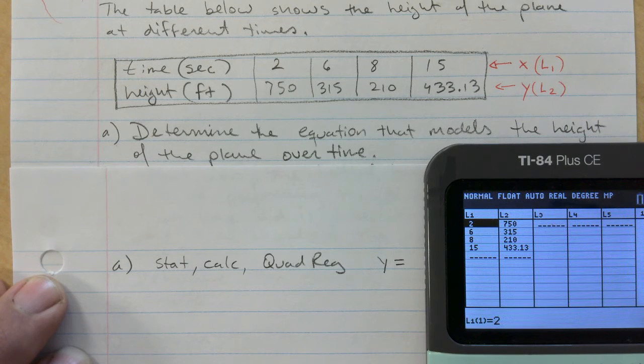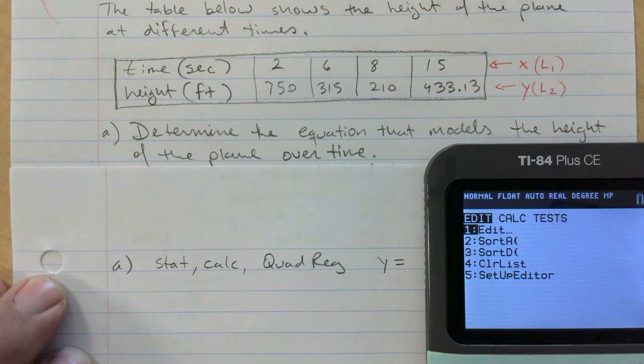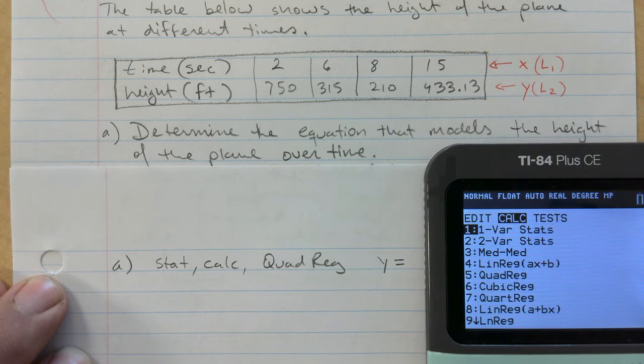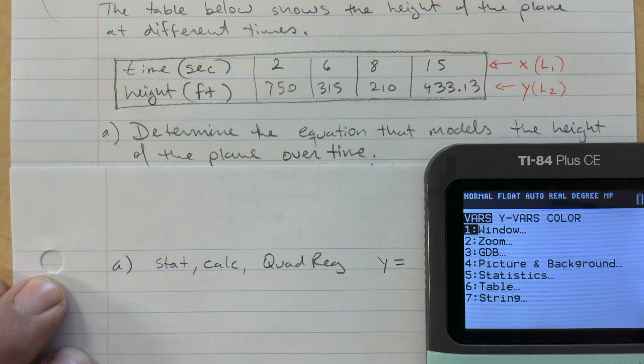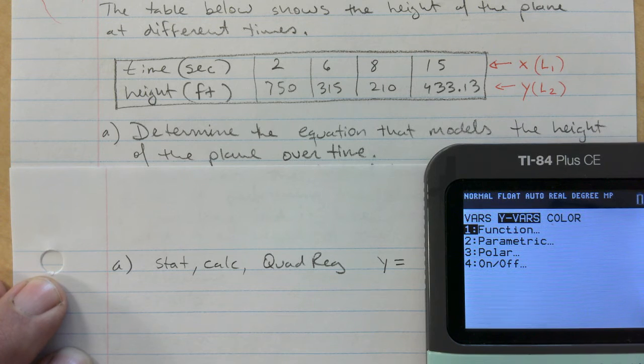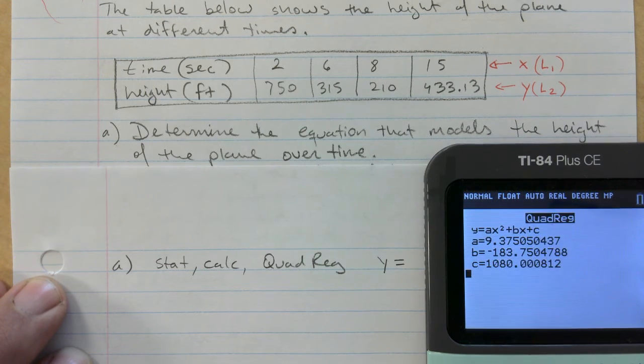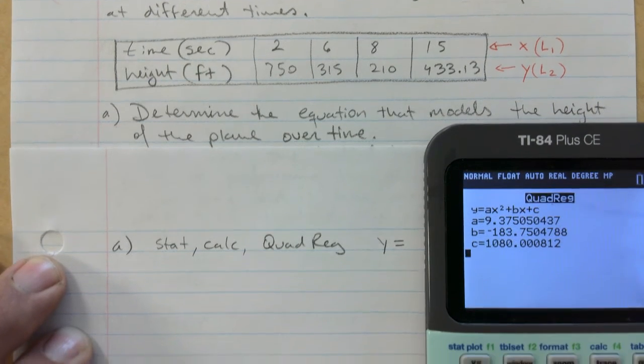How do we do that again? Stat, calculate, number 5 for quad reg, second 1, comma, second 2, comma, vars, y vars, enter, enter, enter, and there's my equation. So I'm going to write that down.